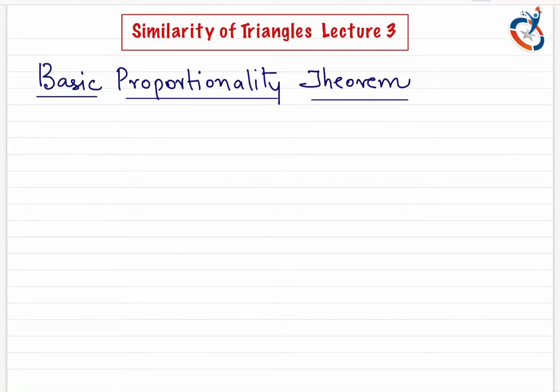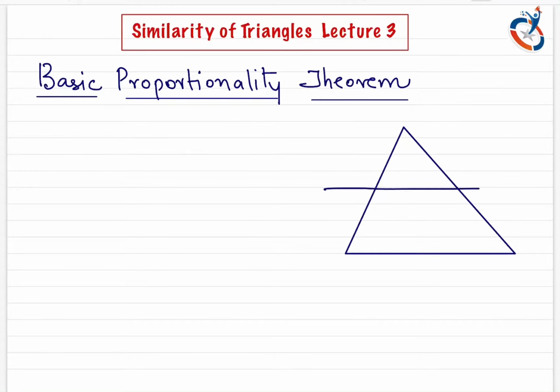So this is the third lecture of similarity. Now here we start with the basic proportionality theorem. The theorem says in a triangle, if a line is parallel to any one side and it intersects the other two sides in two distinct points, then that line divides those two sides in the same ratio.